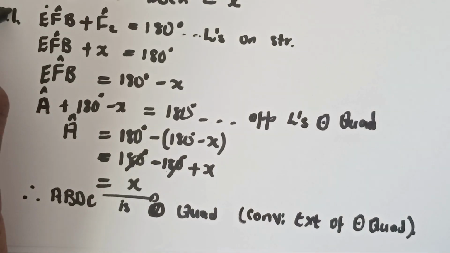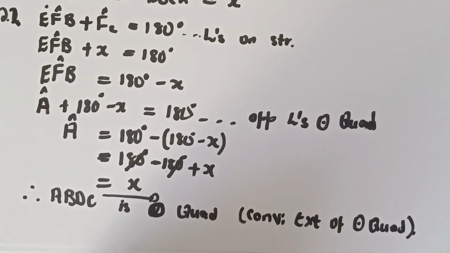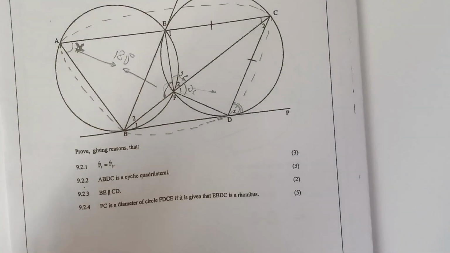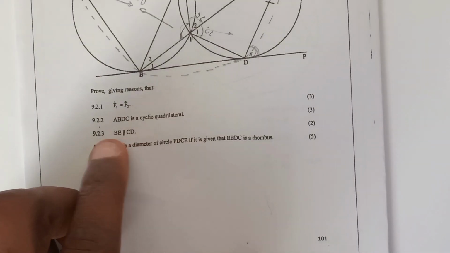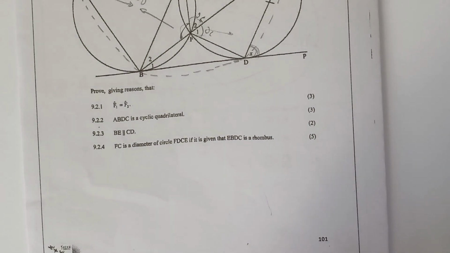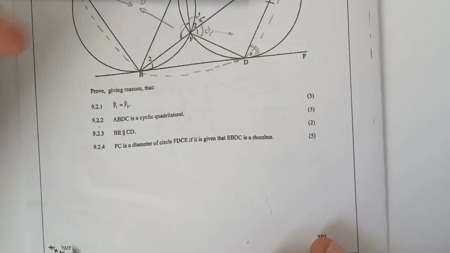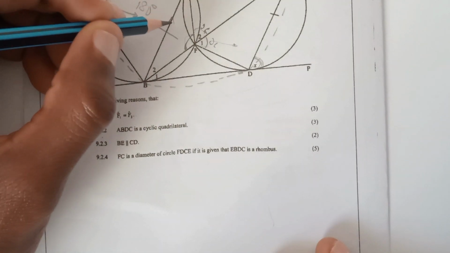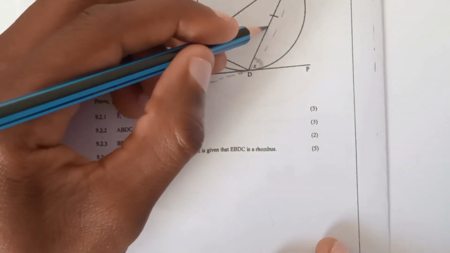It's 9.2.2. I mean, it's 9.2.2. So now let's look at 9.2.3. It says that here we can prove that BE is parallel to CD. That is BE, here is BE. BE is parallel to CD. They mean we have to prove that these are the parallel lines.